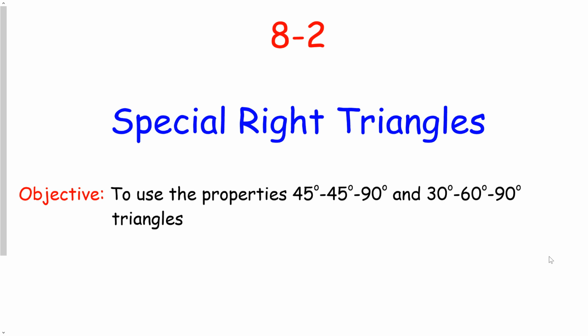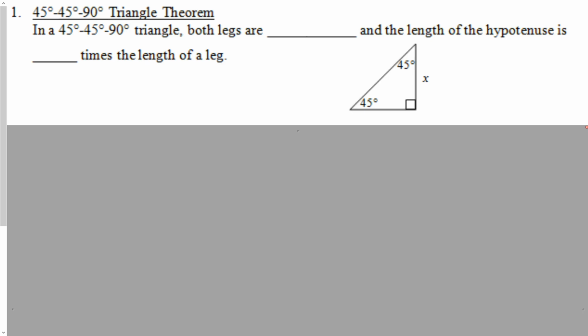8-2 special right triangles. The first special right triangle we deal with is the 45, 45, 90 triangle. And this theorem tells us that we have both legs congruent in this triangle. Since we know we have two 45-degree angles, the two legs would be congruent to each other. That's from the converse of the isosceles triangle theorem. So we could say both of those are x.